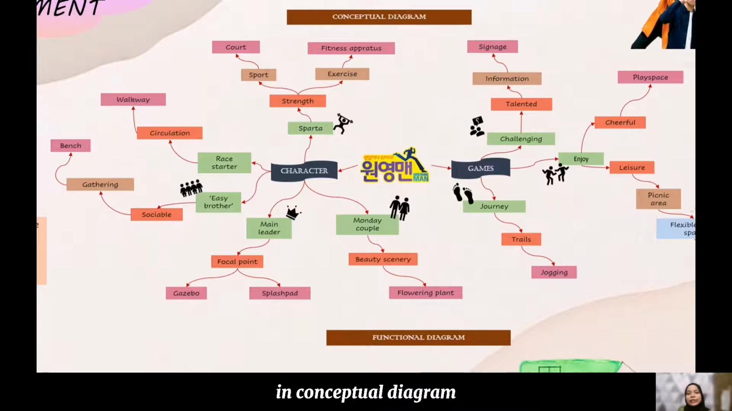Conceptual diagram. In the conceptual diagram, I can describe Running Man in 2 parts, which are games and character. An example character in Running Man is Sparta. Sparta can describe strength. So the strength can provide a sport area and exercise area. For the sport area, can propose a court, and for the exercise area, can propose fitness apparatus. Second is Restarter. Restarter can describe circulation and can propose a walkway.